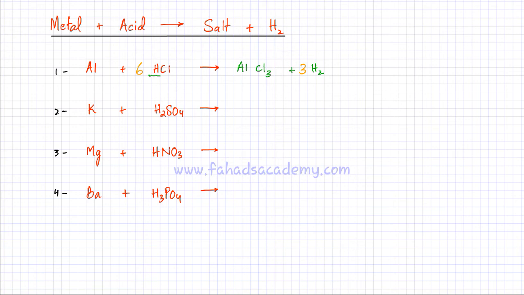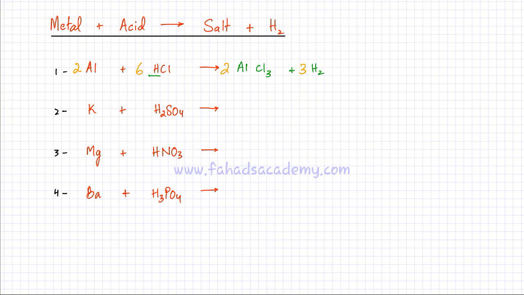So there should be 2 molecules of AlCl3, 2 moles of AlCl3. That would make it 6 chlorines. And since aluminium is 2, there should be 2 aluminiums. Now this is a balanced equation of aluminium reacting with HCl, and it produces AlCl3 and 3 molecules of hydrogen gas.